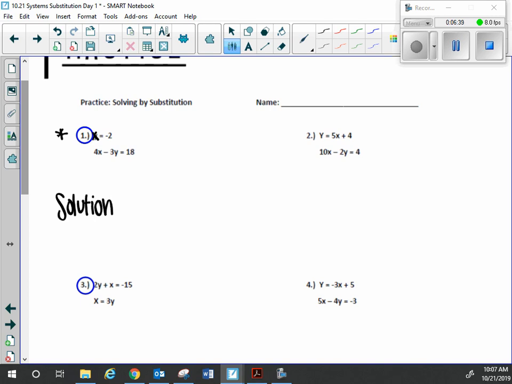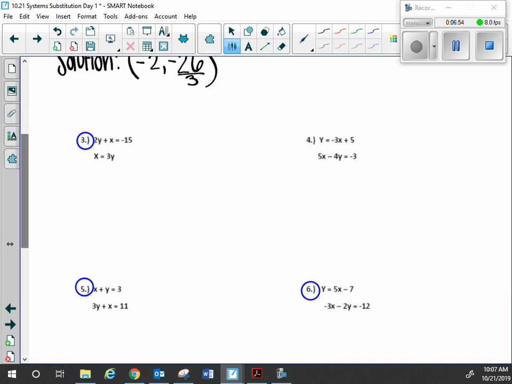Did anybody leave it as a fraction? Good. -2, -26 over 3. If you put it as a decimal, that's fine. But just thirds are not friendly. Okay. So now, let's look at number 3 together.